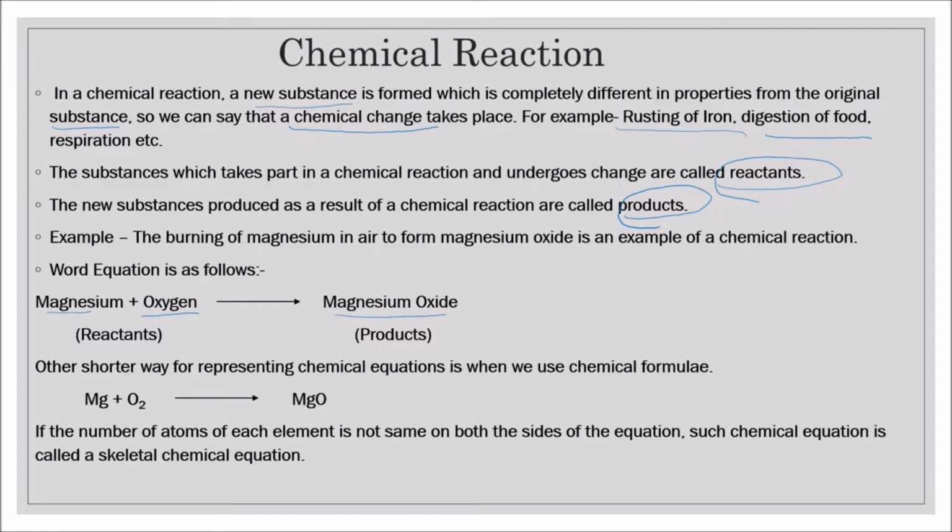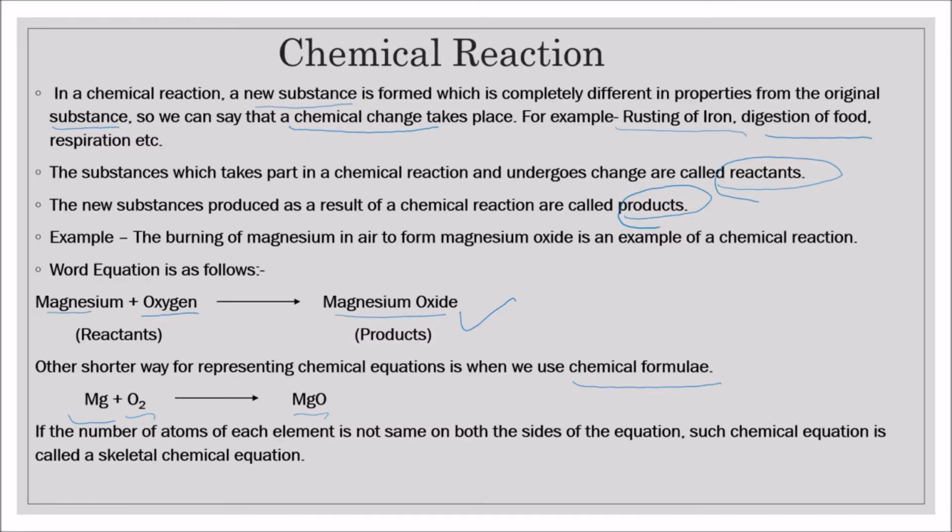This was a word equation. There's another shorter way for representing these word equations, which is when we use chemical formulas. For this, you need to learn all the symbols and valencies. As you can see, I have represented magnesium with Mg, oxygen with O2, because it's a gas and a diatomic molecule, and magnesium oxide by MgO. So this was one shorter way of representing a chemical equation, in which I used chemical formulas.